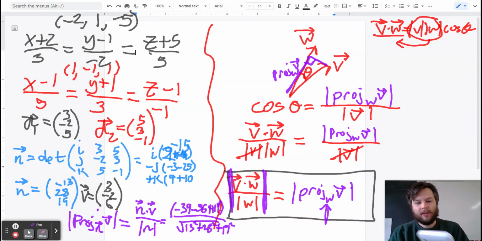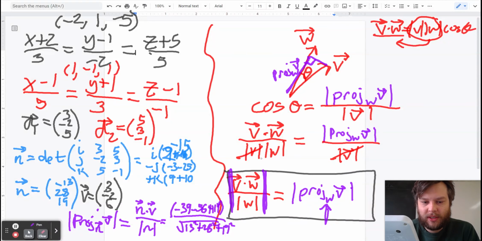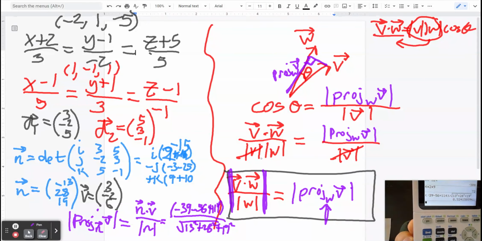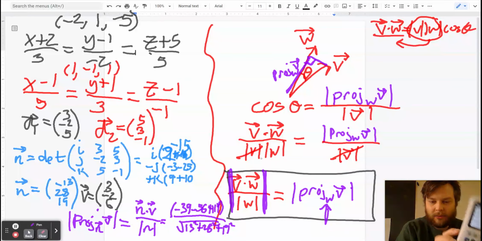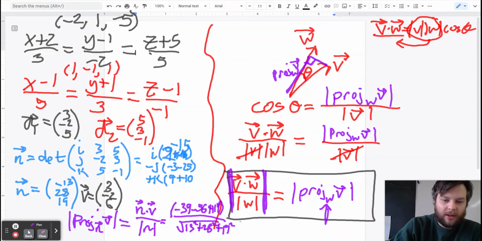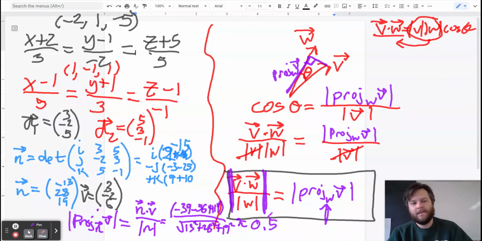So let's just see what happens. I'll show you how I typed it all in: -13 minus 56 plus 114 over square root of 13 squared plus 28 squared plus 19 squared. So typing all that in, 0.52. So those lines are pretty close together. So I'll just say they're approximately 0.5 units apart.